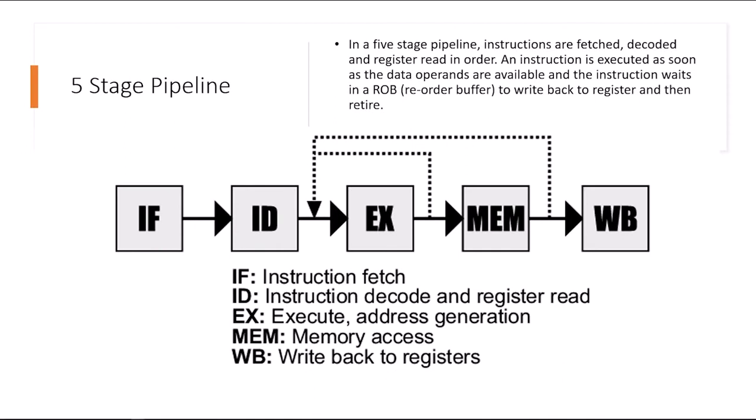So in a 5-stage pipeline, instructions are fetched, decoded, and read in order. So this is the same as a simple pipeline. However, when instructions get executed, they wait in something called a reorder buffer, which sits between the execution and where it writes back to memory access. So instructions sit in a ROB, reorder buffer, where they're already executed, but they just wait there with their data ready to write back to the memory access. And as soon as it gets its data, it writes back to register and then retires.